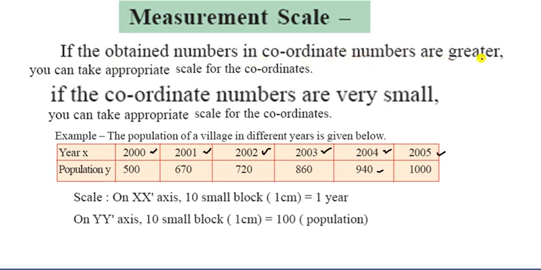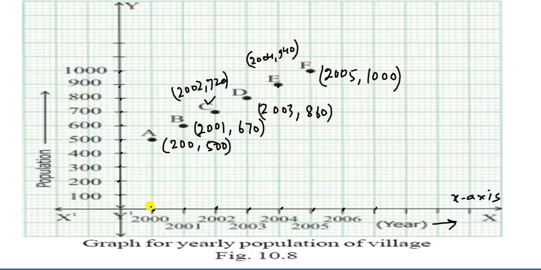So that is the representation of numbers on the axis. If the coordinate numbers we obtain are greater, you can take an appropriate scale for the coordinates. If the coordinate numbers are very small, you can also take an appropriate scale. Here on the x-axis 10 small blocks is 1 year, and on the y-axis 10 small blocks is 100 for the population. So that is the scale. You can see in this graph the scale is given here.